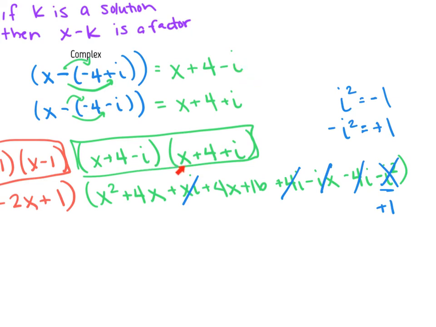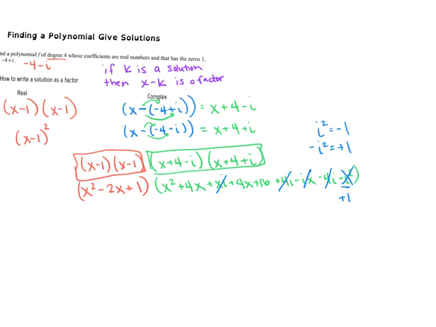And so now when I look at this, I can go ahead and clean this up further. Remember in the front, I just have x squared minus 2x plus 1. And then in the back, I now have x squared. I have 4x and 4x. That's 8x. And then I have 16, and it's plus 1, so that's plus 17.